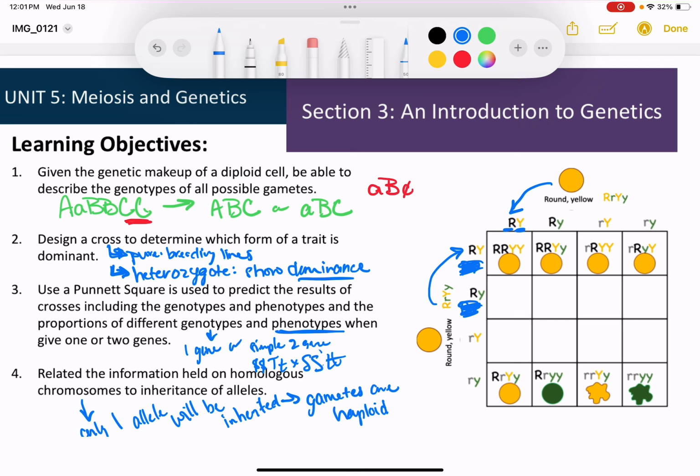Also, make sure that you're connecting this to sections 1 and 2, where we went through meiosis and making those different things. You should be able to make the gametes both this way, that's kind of a cheat math way, as well as going all the way through meiosis. Okay? All right, so that is it.